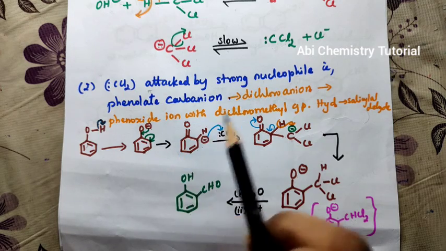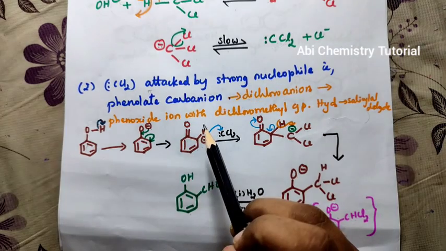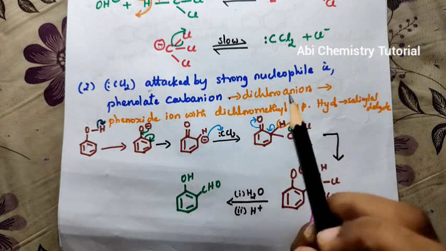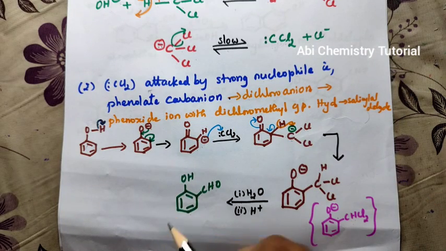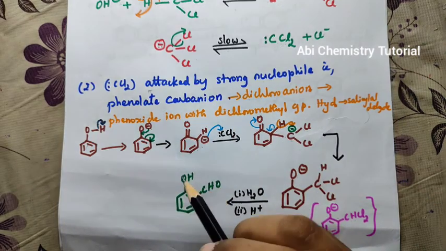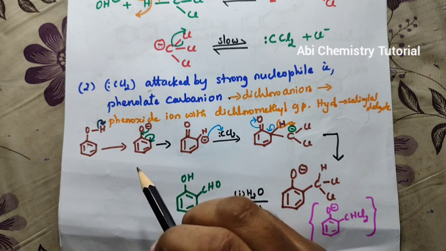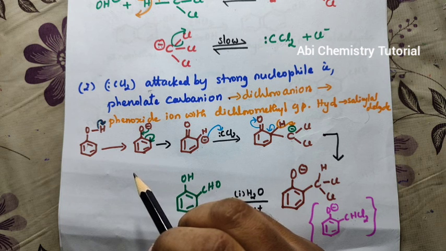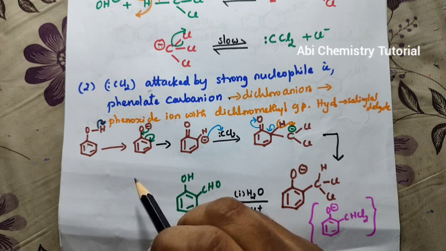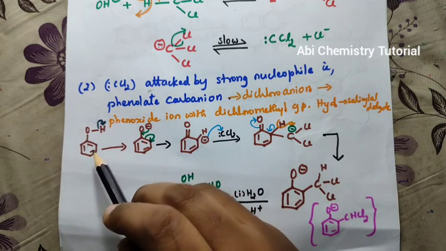In the second part, the dichlorocarbene is attacked by a strong nucleophile, that is phenolate carbanion. So how does it happen? Strong nucleophile means the nucleophile is a nucleus-loving group, that is, it should have a negative charge to attract the dichlorocarbene. So let us see how.